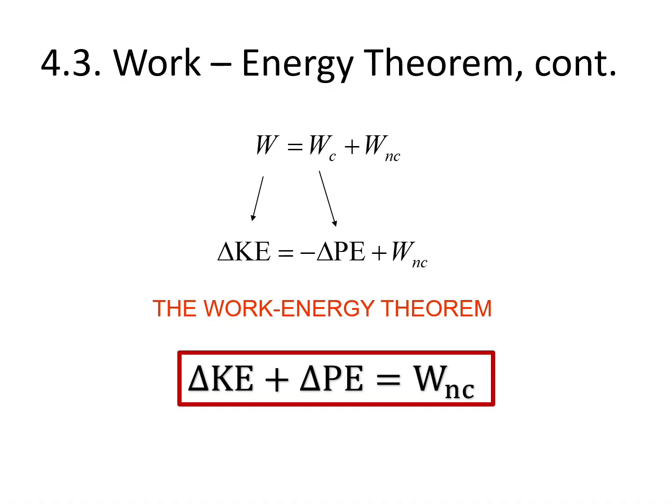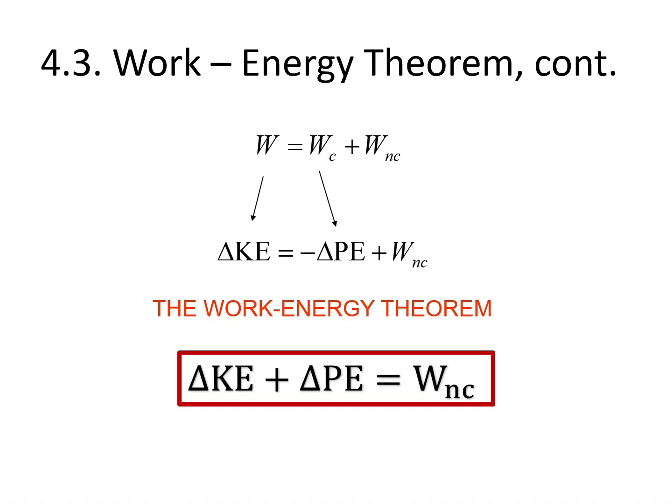If there is no non-conservative work, W sub NC is 0 and mechanical energy is conserved. If friction acts, W sub NC is negative and mechanical energy decreases.